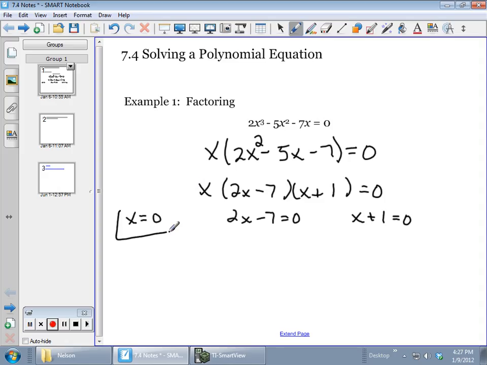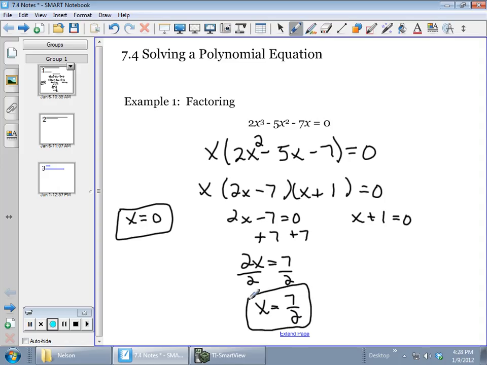So this is one of our answers. We don't need to do any more with that. This one we've got to do a little bit of solving, so we'd add 7 to both sides. We get 2x equals 7, and then divide by 2. We get x equals 7 halves. And then for this one, we'd subtract 1 from both sides. We get x equals negative 1. So our three answers are 0, 7 halves, and negative 1.